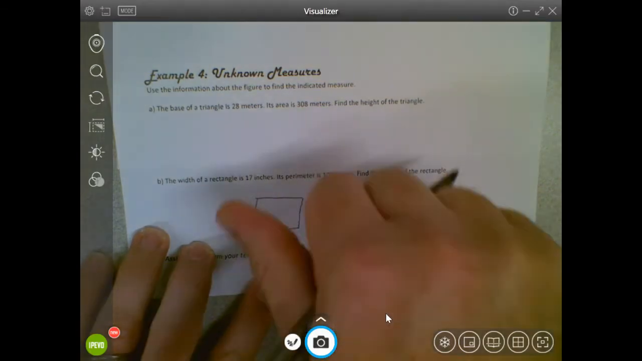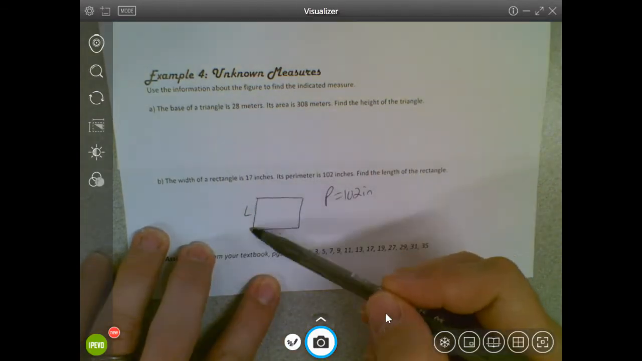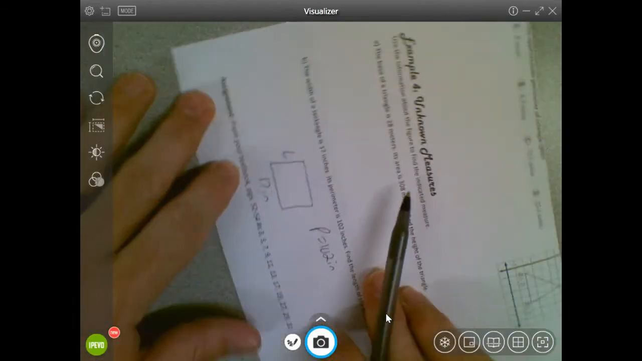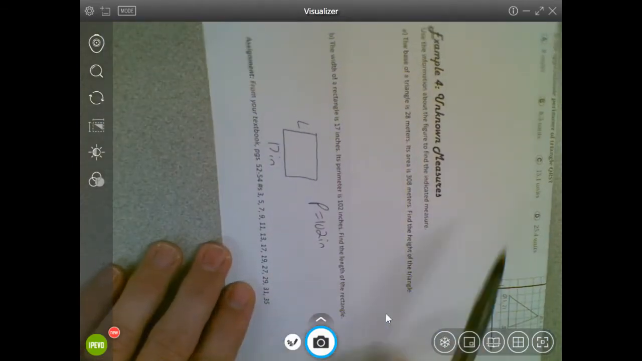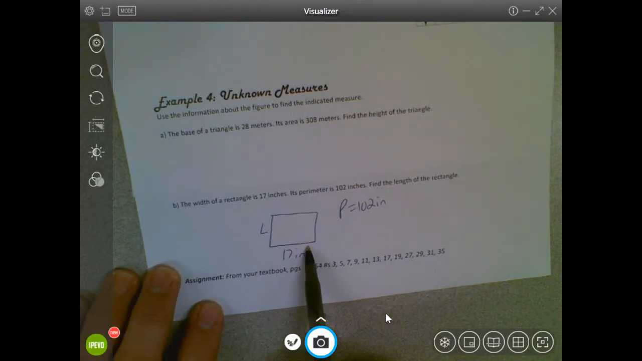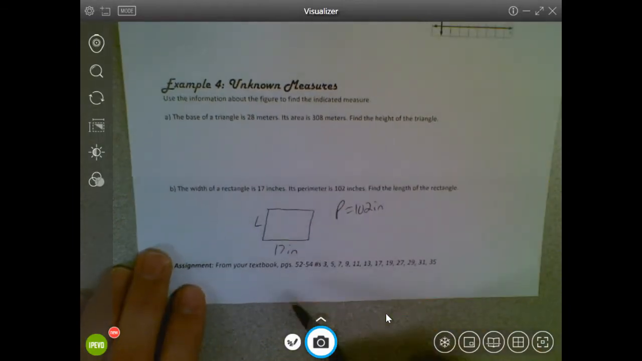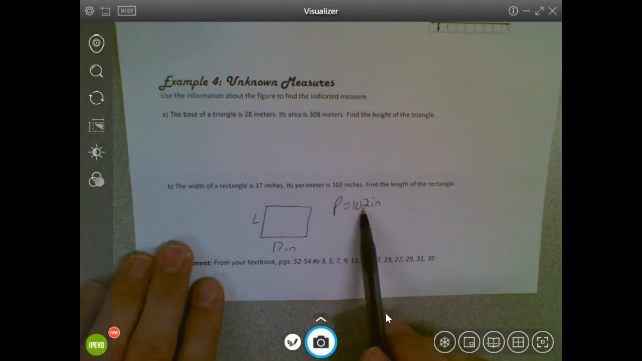Now it doesn't really matter which way you orient it. Some people do put the width here and then the length here, but I can make the rectangle this way and it'd be the same dimensions, right? So 17 inches is one of them. Length is the other. That's the unknown. And we know the perimeter is 102.